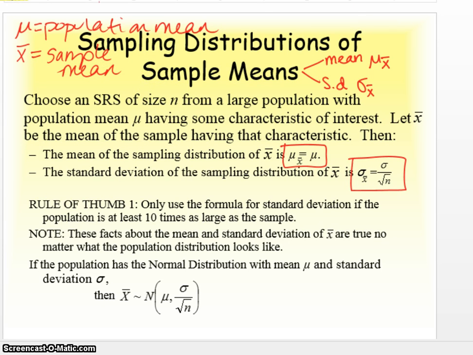Okay, so a couple rules of thumb. First is that we can only use the standard deviation formula if the population is at least 10 times the sample size. And the facts about this are true no matter what the population distribution looks like. So you can always find the mean, you can always find the standard deviation. But those mean and those standard deviations will make a normal distribution only if the population is normal.